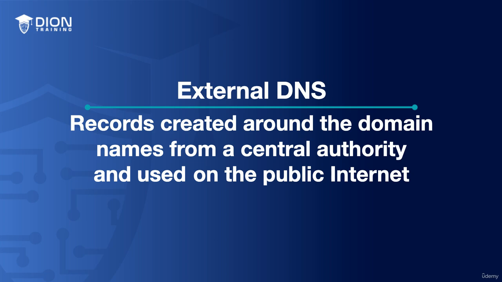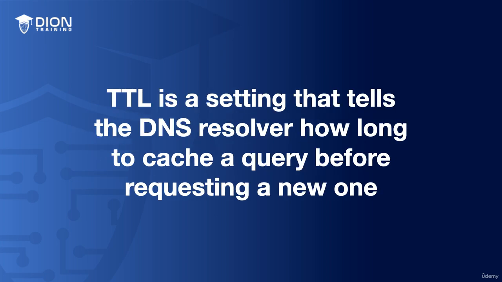Now, external DNS is what we are most familiar with. These are the records created around the domain names we purchase from a central authority and use on the public internet. Now, each DNS record we create also has a TTL or time to live associated with it. The TTL is a setting that tells the DNS resolver how long to cache a query before requesting a new one. So if our DNS records are set with a time to live of 86,400 seconds, which is usually the default, that means when my computer resolves the DNS record, it will remember it for 24 hours before it has to ask the DNS server for that information again.